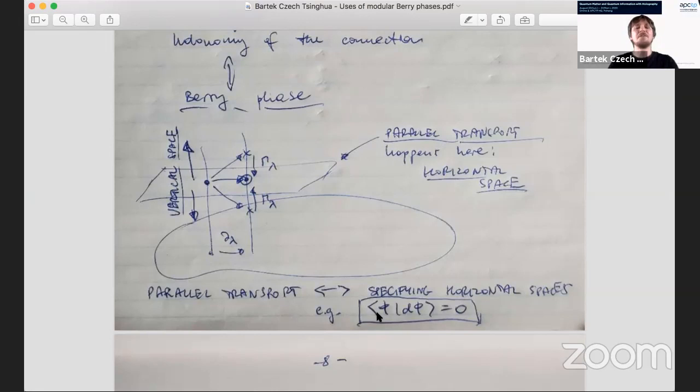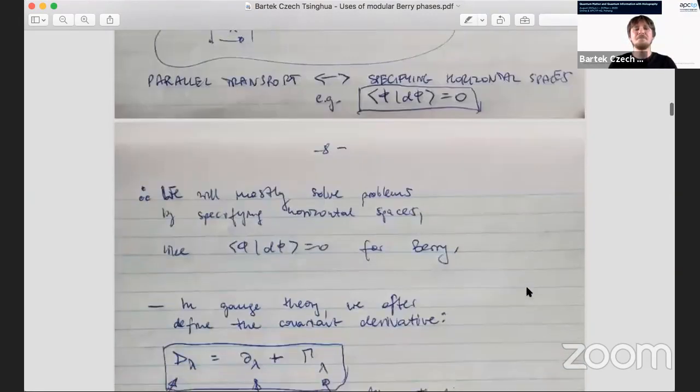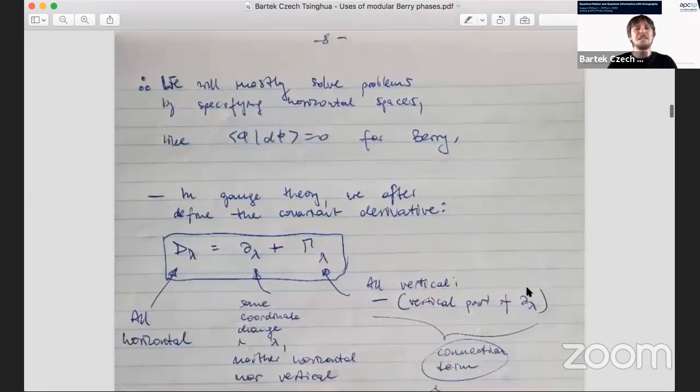And an example of such a specification is this condition which we saw for Berry. It's this phi d phi equals 0. When I write phi d phi equals 0, it's telling me automatically that this is not a horizontal motion, because they're not orthogonal to phi itself. It's only in this motion that d phi is orthogonal to phi itself, and that's what I'm calling parallel transport or a horizontal space.